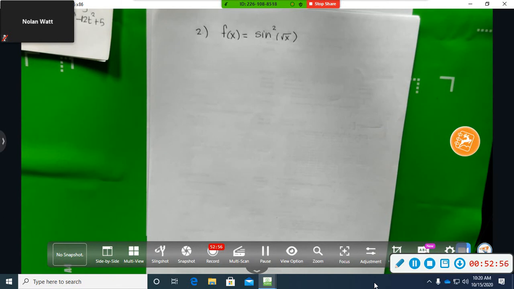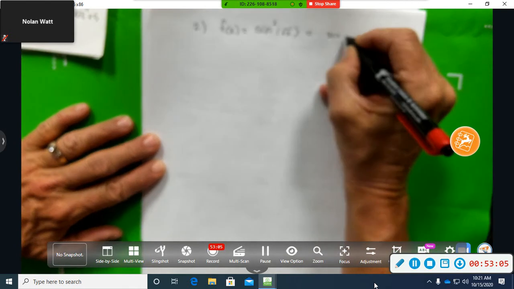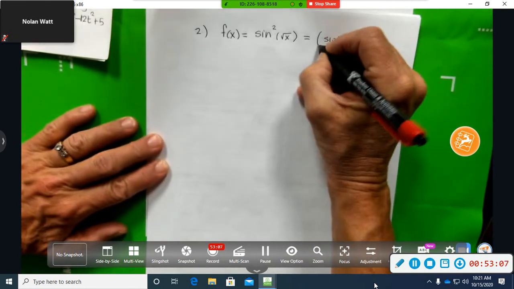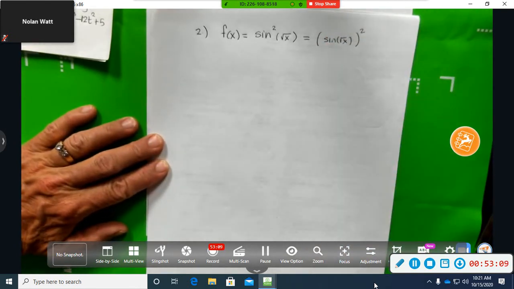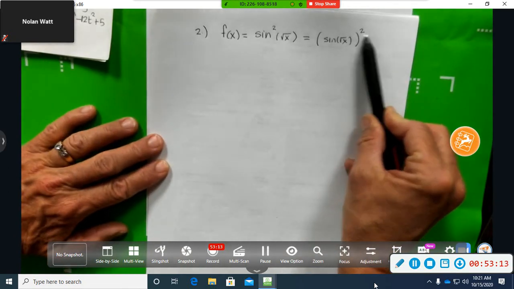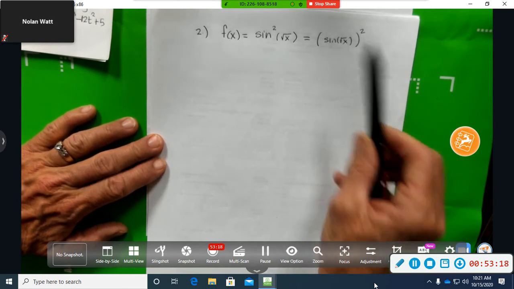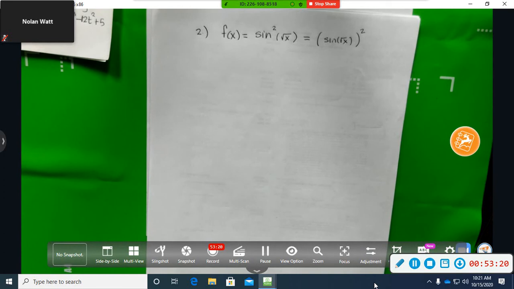Remembering that if the square is next to the trig function, that means the entire trig function is squared. That's the same thing as saying this. And so when you take the derivative, you start out here and use the power rule. Bring the power down, raise it to 1 power less, and then multiply by the derivative of what's inside. The square doesn't affect the angle, so that's not the square root of x squared. The sine of the square root of x is squared.